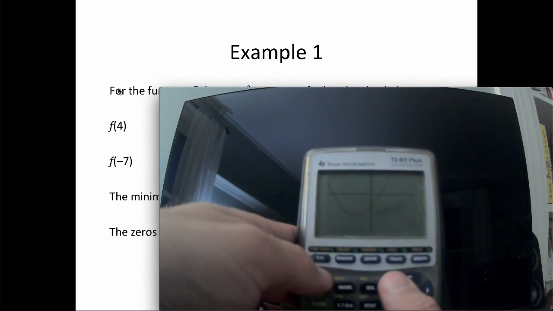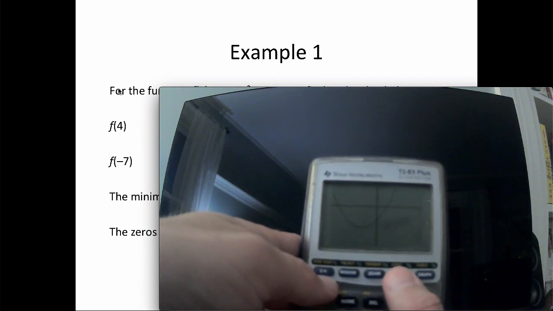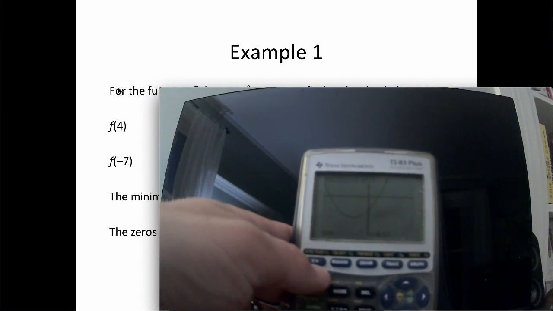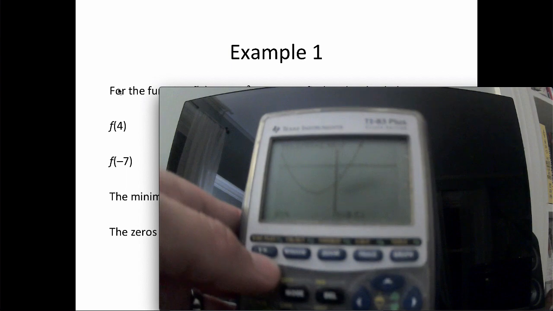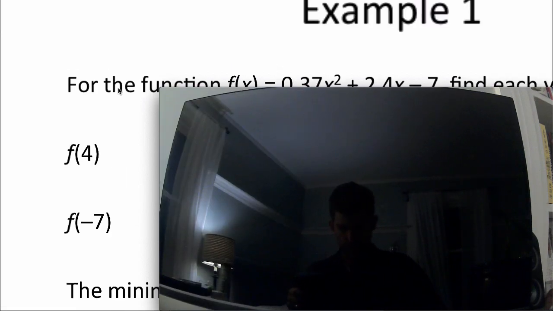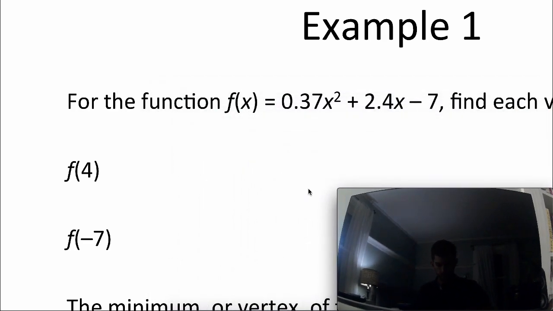Now it asks us to do f of 4. So instead of plugging 4 in, we can just press trace. And then if you just type the number 4 and hit enter, you'll see it gets an output. The output here is, sorry, it's a little hard for me to read right now. It is 8.52. So let's jot that down. So at f of 4, our output is 8.52.